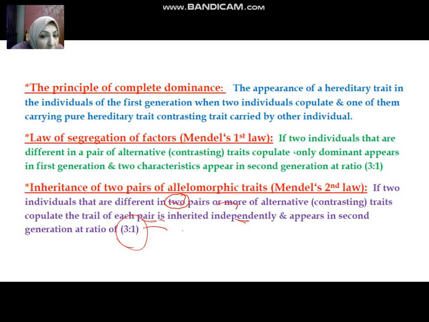This ratio, okay, dear students, is for each hereditary trait, not for all the 2 traits. For each hereditary trait, it's 3 to 1. But if we wanted to find the ratio between the two traits, or the two pairs of traits, the ratio will be 9, 3, 3, 1. Okay, thank you.